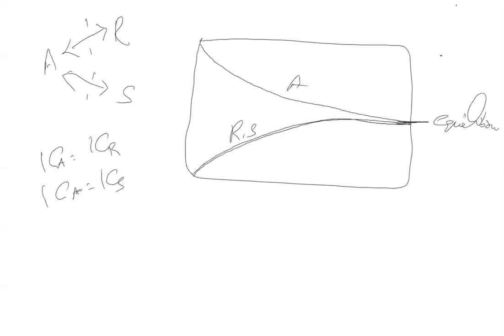Suppose, what happens if I have, let's say, A gives R, with rate constants of 3 and 3, but all are reversible. A gives S with 1 and 1. Can you draw?